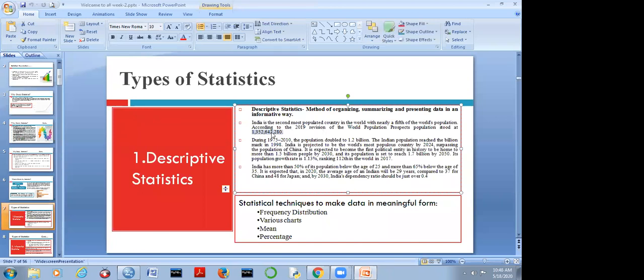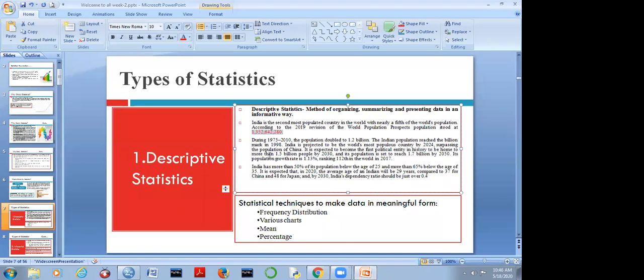So what is written? What is the interpretation of this paragraph? This paragraph is about the Indian population and tells that India has the second largest population, and according to the revised figure of 2019, the population is this many crore. So your statistical data is in an informative manner. This is called descriptive statistics.